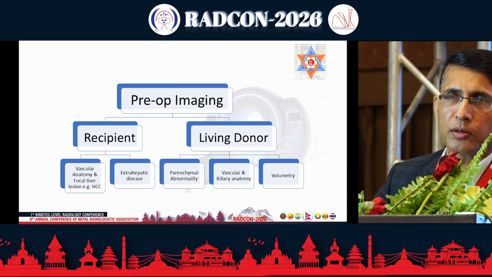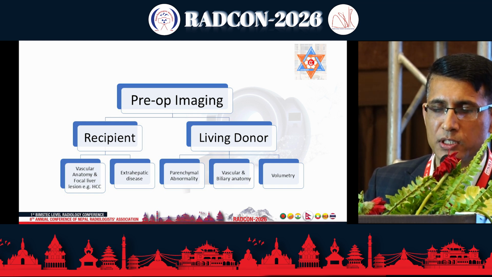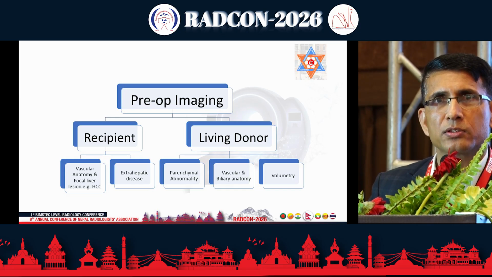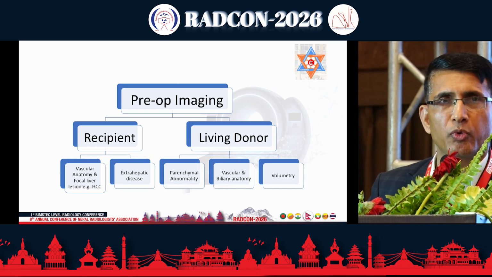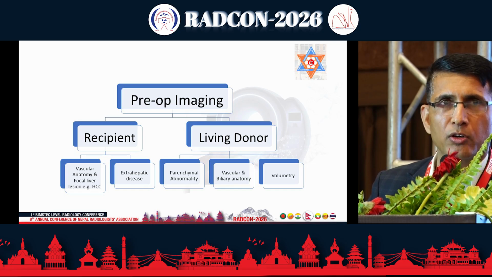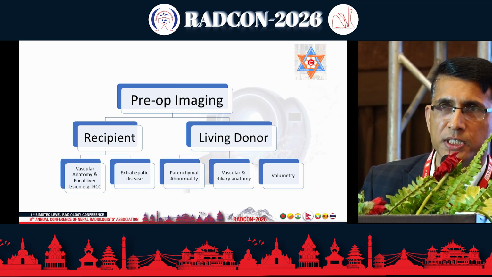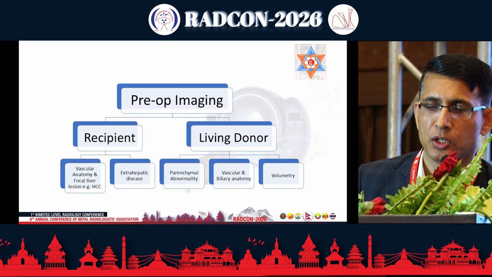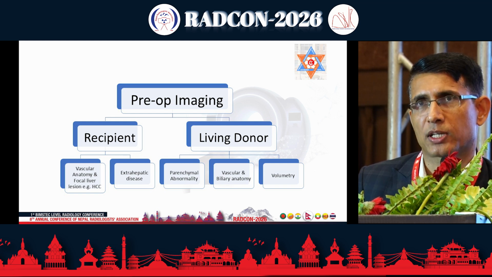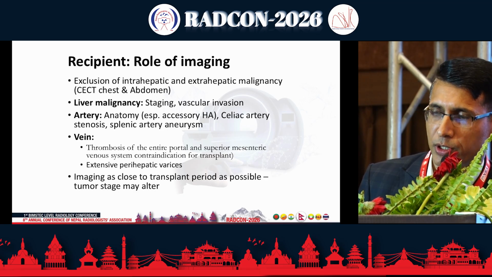Pre-op imaging is required for both recipients as well as donors, and donor safety is the most important. For the recipient, we have to see the vascular anatomy, because knowing the anatomy is important before harvesting, and we have to see whether the recipient can undergo transplant or not based on conditions like hepatic or extrahepatic malignancies or other significant disease. In case of donors, we have to see the parenchymal abnormalities, whether he can donate or not. Then for transplant planning, we have to see the vascular and biliary anatomy, and volumetry is very important.